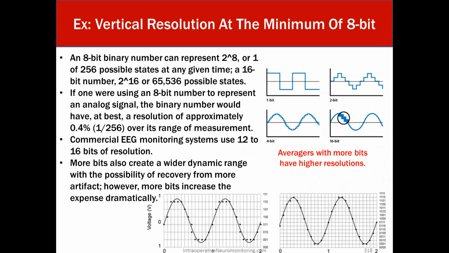Vertical resolution at the minimum of 8 bits. An 8-bit binary number can represent 2 to the 8th power, or one of 256 possible states at any given time. A 16-bit number, or 2 to the 16th power, has 65,536 possible states. If one were using an 8-bit number to represent an analog signal, the binary number would have at best a resolution of approximately 0.4%, or 1 over those 256 states over its range of measurement.